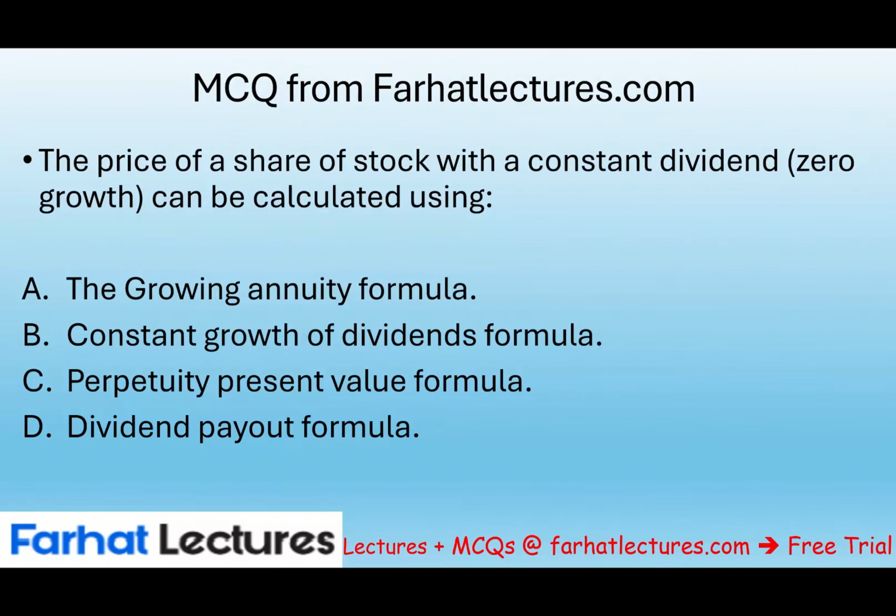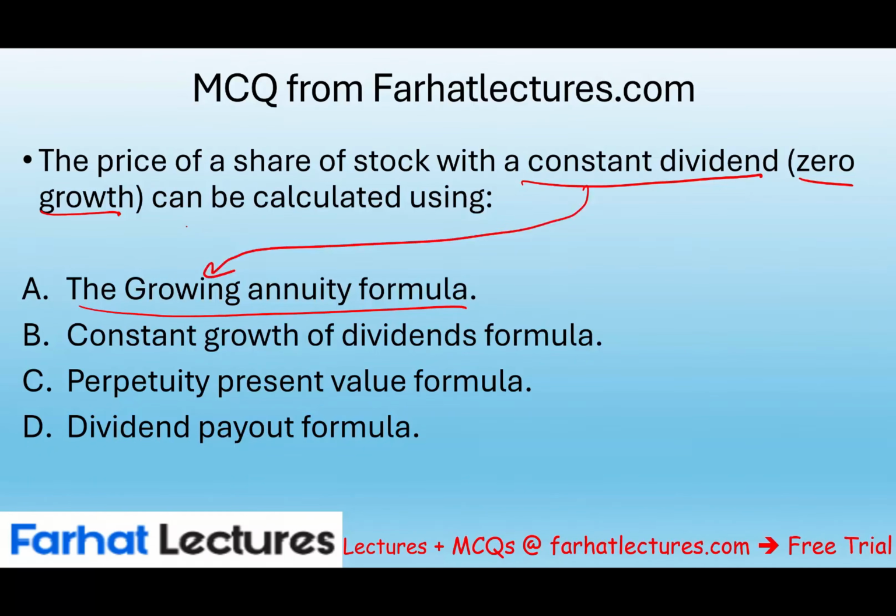Let's take a look at this multiple choice question from farhatlectures.com. The price of a share of stock with a constant dividend, which is zero growth, can be computed using what? Constant dividend. Not constant growth, constant dividend. Is it the growing annuity formula? Well, constant versus growing. You should not select this one. Constant growth of dividend formula. Again, there's growth here. This is zero growth. Should not be.